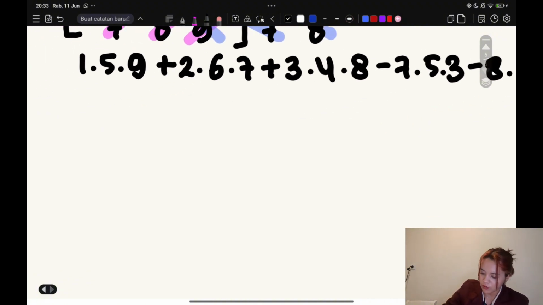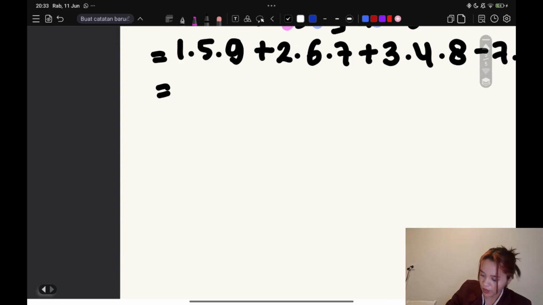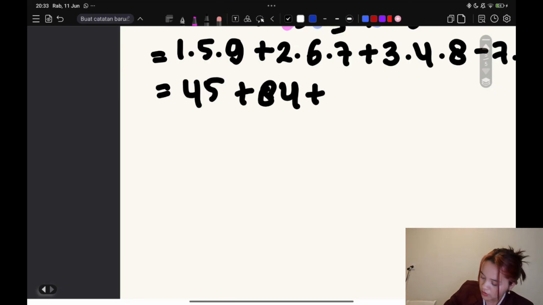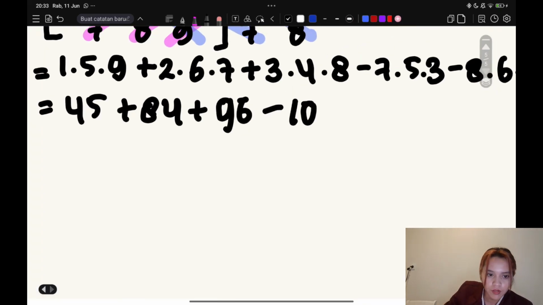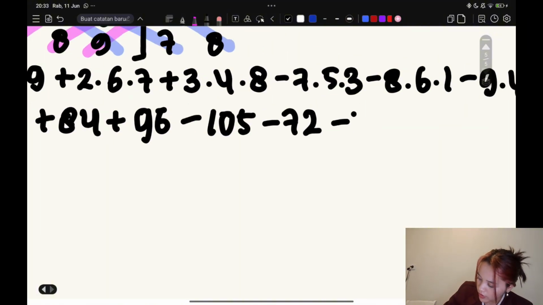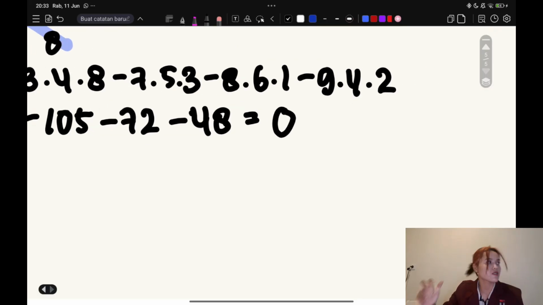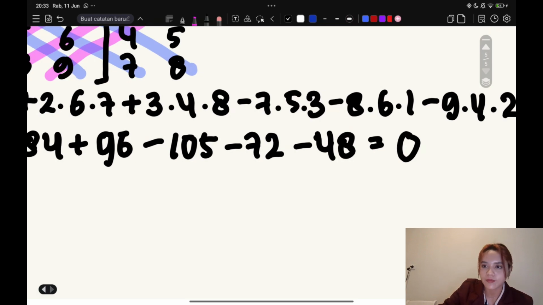For this answer we have the answer 45 plus 84 plus 96 minus 105 minus 72 minus 48. So we have the answer is 0. So I think this is the explanation about matrix. Thank you.